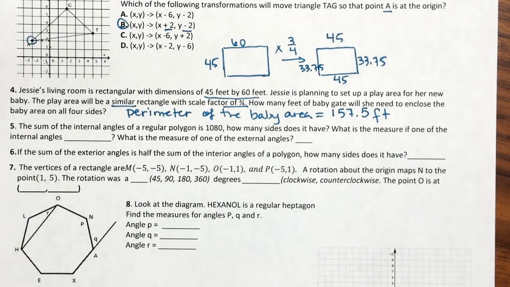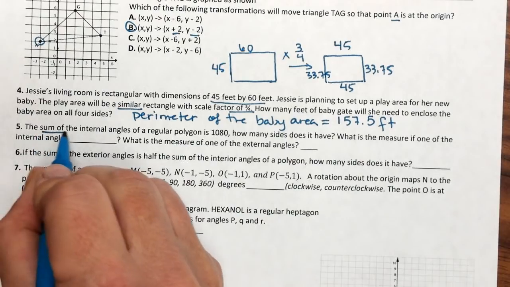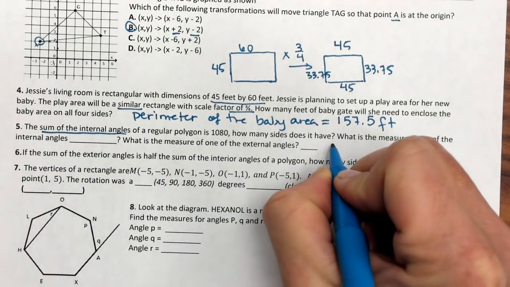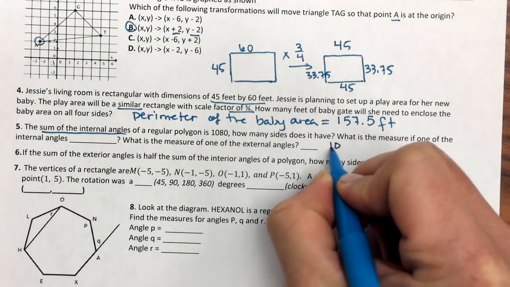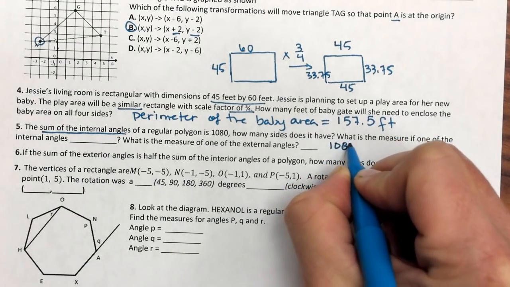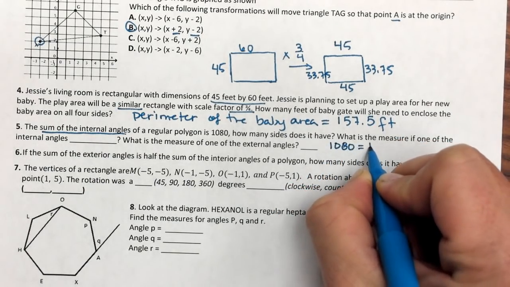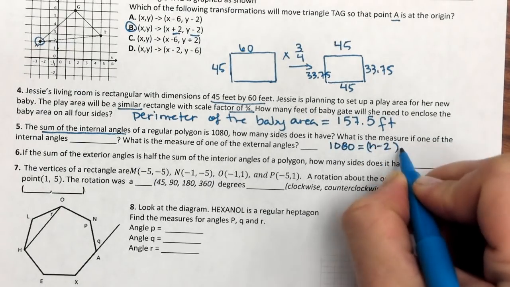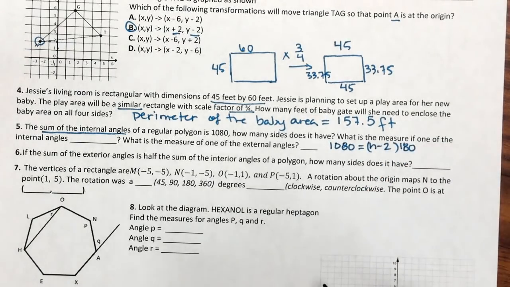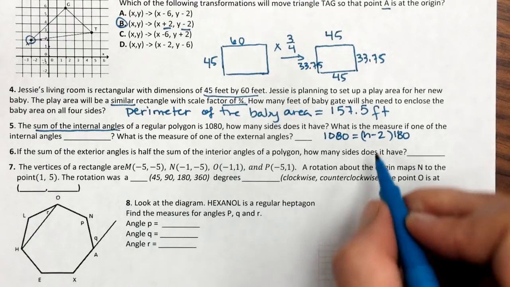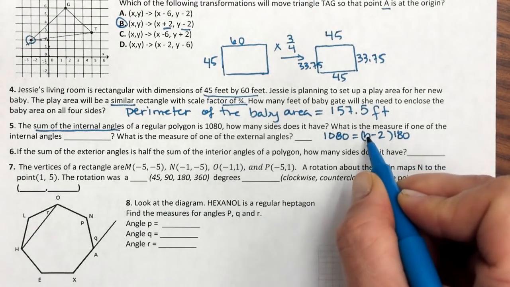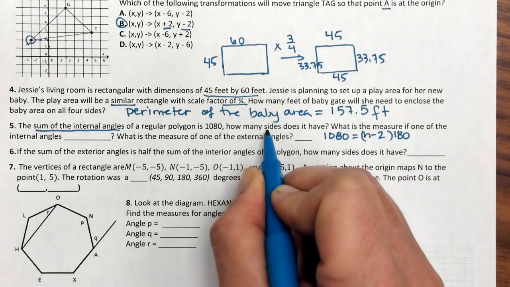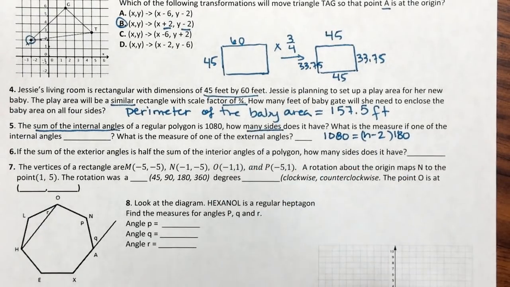How many sides does it have? Well, we have the sum of internal angles, and we know that formula. We set the sum, 1080, equal to n minus 2 times 180. We use this formula again because we know that our variable n is the number of sides, and we want to solve for the number of sides.